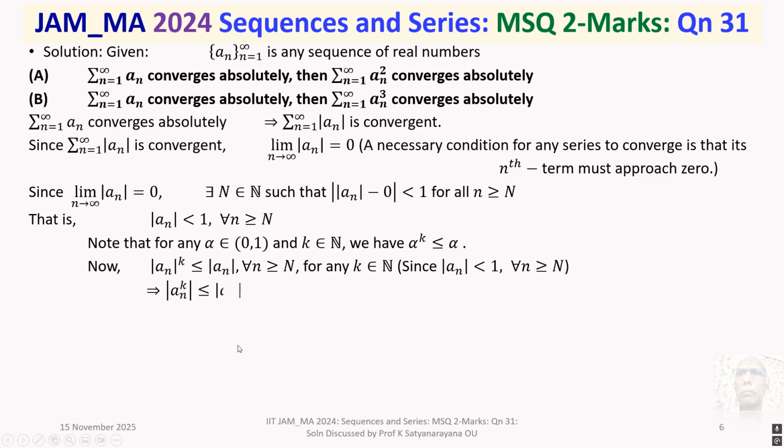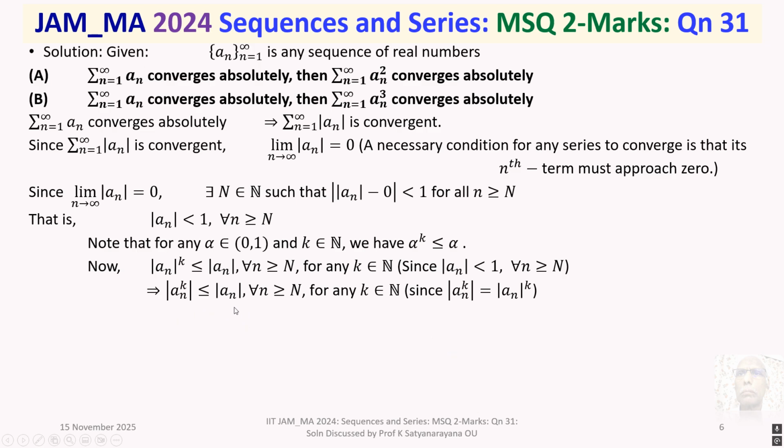Right. Now that means mod an to the power of k is less than or equal to mod an for all n greater than or equal to capital N for any k belonging to the natural numbers. Why? Because mod of an to the power of k is the same as mod an to the power of k. Agreed.